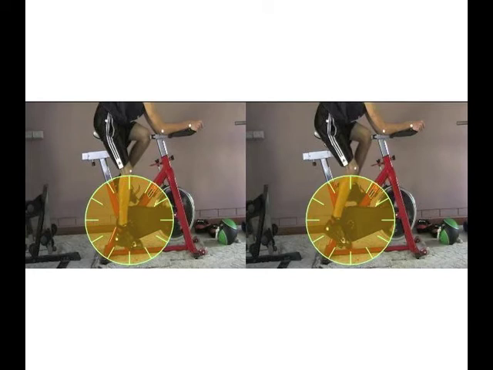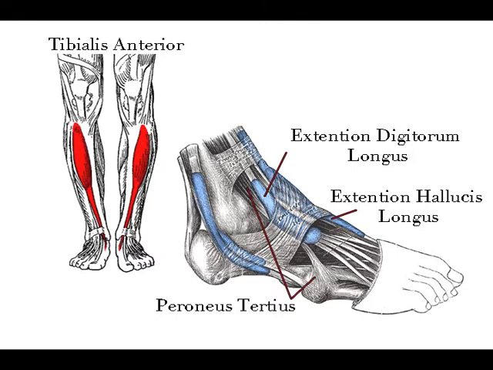6 to 7 o'clock, ankle dorsiflexors are used. The muscles used in this action are tibialis anterior, also known as the shins, extensor digitorum longus, and the hallucis longus, which are part of the foot, and the peroneus tertius, near the ankle.